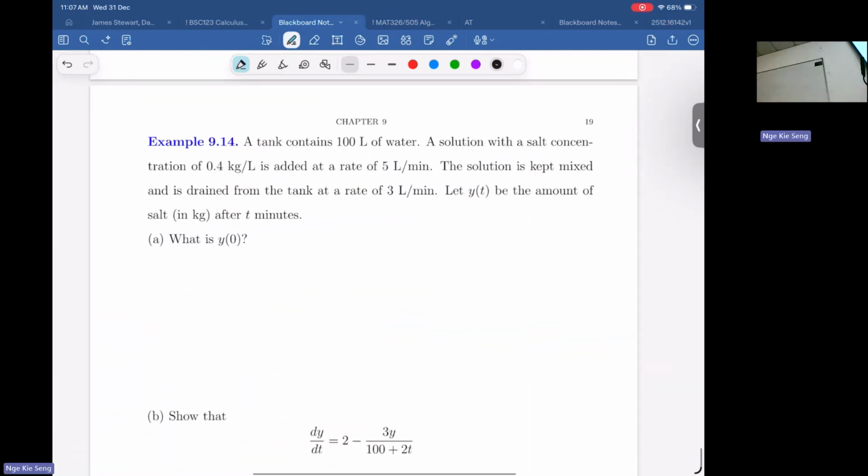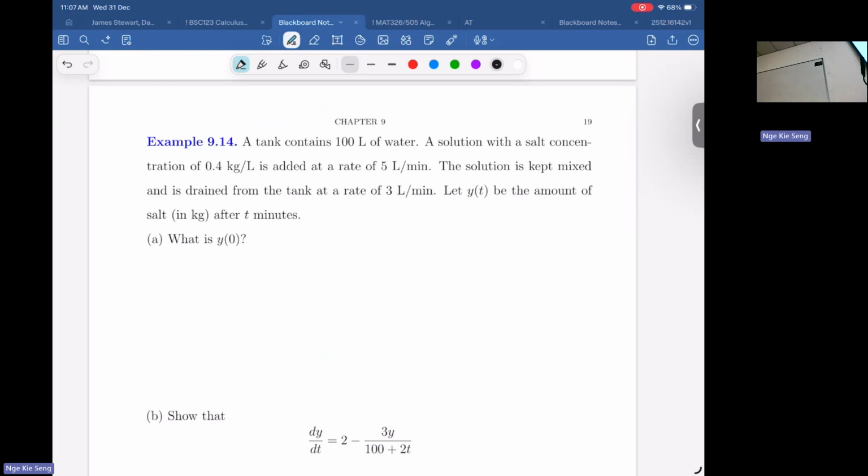Okay, let's do this again, a mixing problem. Let's try this mixing problem. A tank has 100 liters of water, and a solution with salt concentration 0.4 kg per liter is added at the rate of 5 liters per minute. The solution is kept mixed and drained from the tank at the rate of 3 liters per minute. Let y(t) be the amount of salt after 10 minutes.